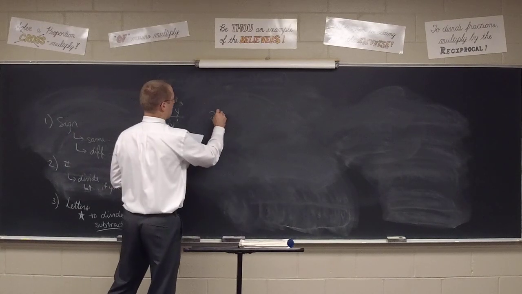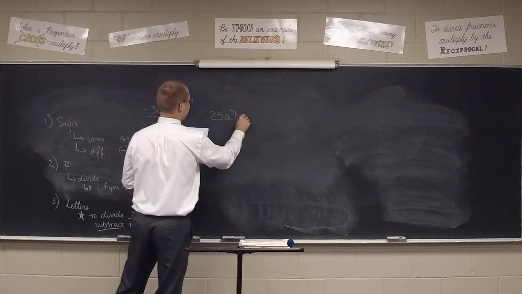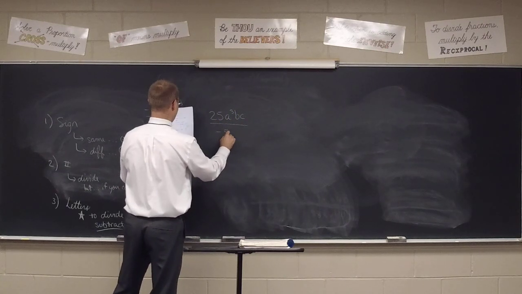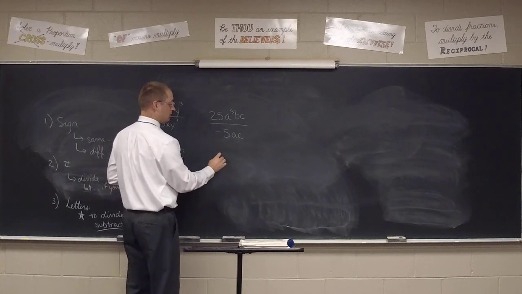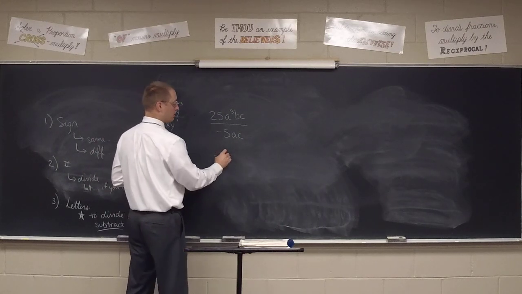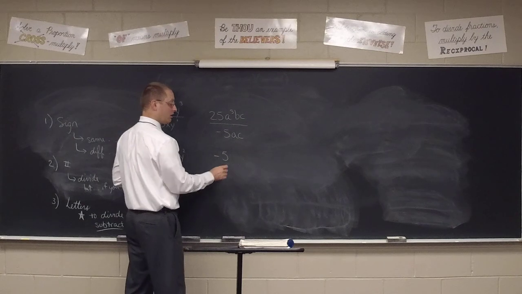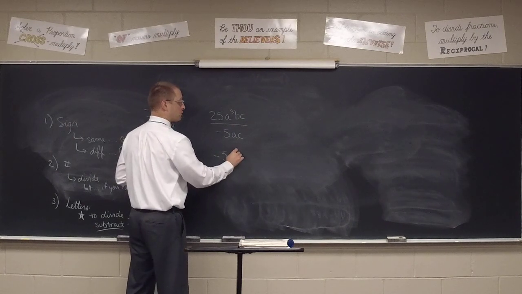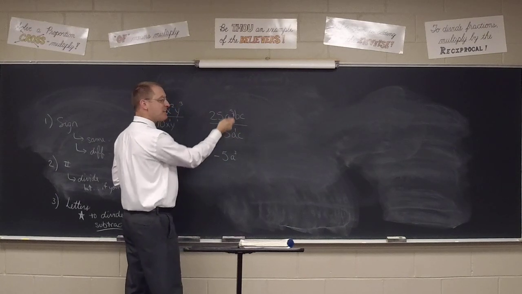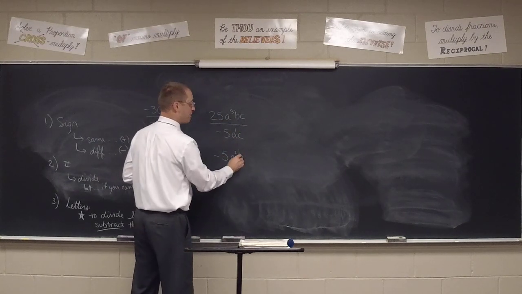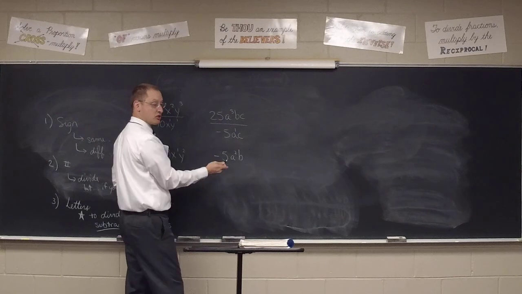Write this down. 25 a cubed bc over negative 5 ac. Sign, negative. Number, 5. A squared, because we're subtracting 1 from the 3. There is nothing else to divide the b by, so that means b. Just keep the b, right? It has no friends, just keep it, just like in multiplication.